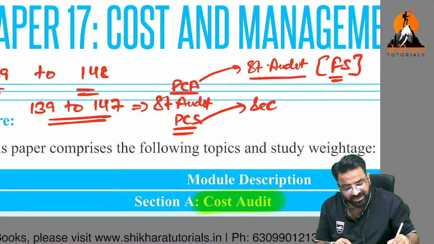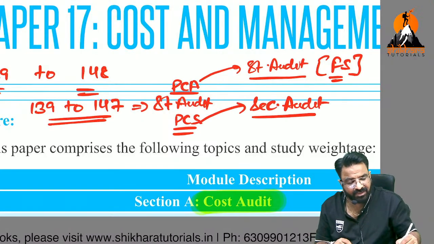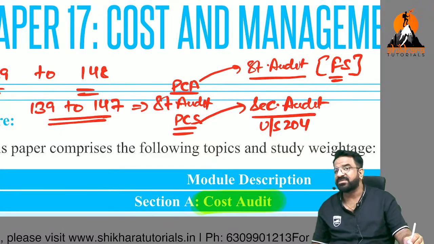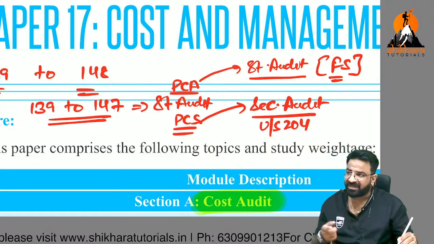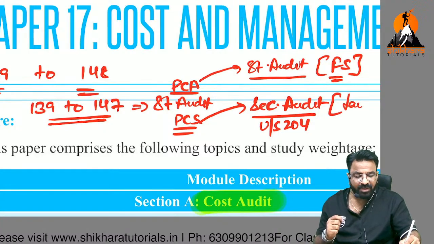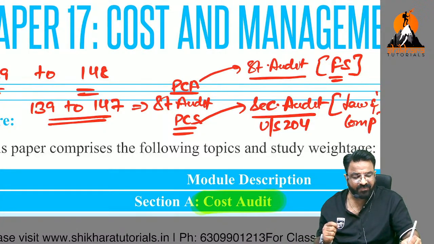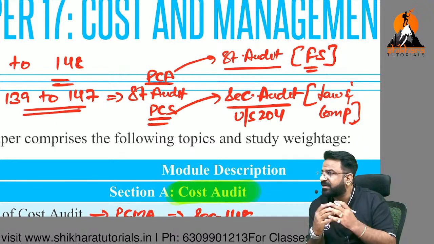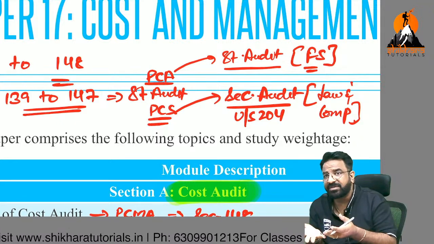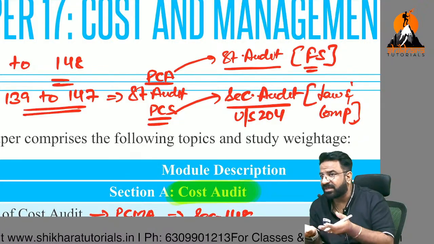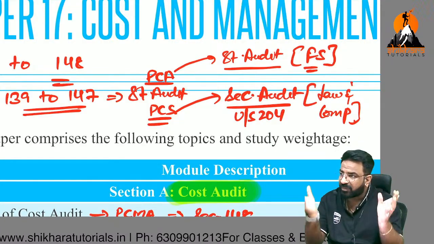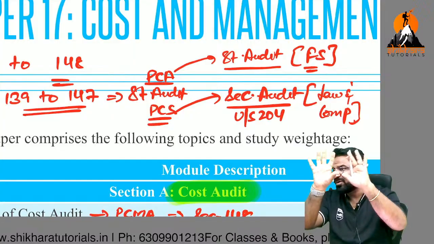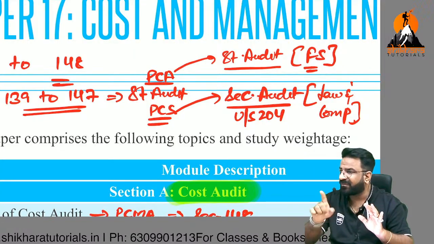What does a practicing CS do? Practicing CS does secretarial audit under section number 204. In the Companies Act, section number 204 is secretarial audit. What is secretarial audit? Laws and compliances audit. Laws and compliances means the chapter on general meetings, registers and returns, AGM, EGM, minutes, quorum, proxy, notices, resolutions, voting rights. Practicing CS audits whether the company is doing all these things properly or not.